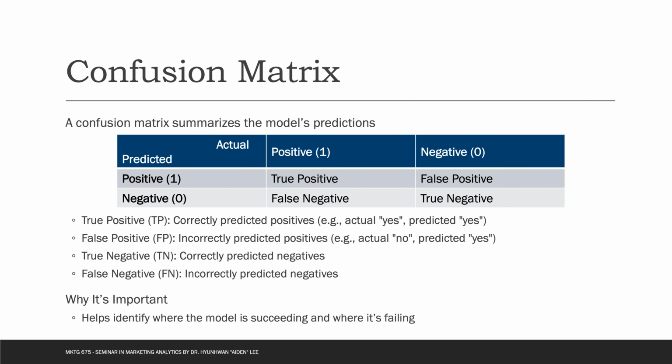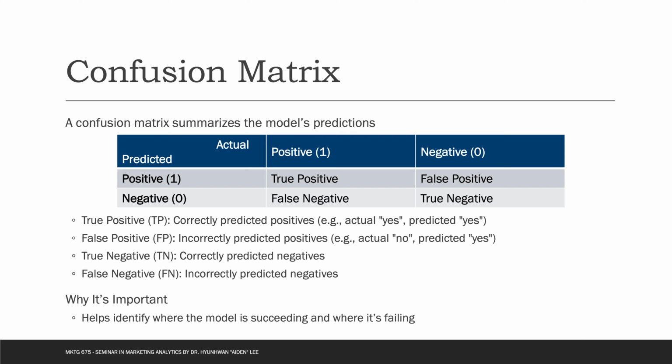A confusion matrix is a simple table that summarizes all of the model's predictions. Along one side we have the actual class, for example churn or no churn, and along the other side we have the predicted class. When the model predicts positive and the customer is actually positive, that is a true positive. When the model predicts positive, but the customer is actually negative, that is a false positive. When it predicts negative and the customer is actually negative, that is a true negative. And when it predicts negative, but the customer is actually positive, that is a false negative.